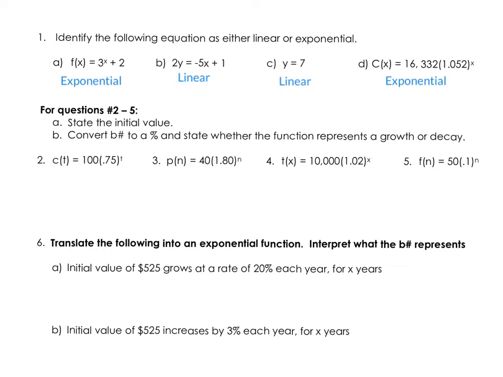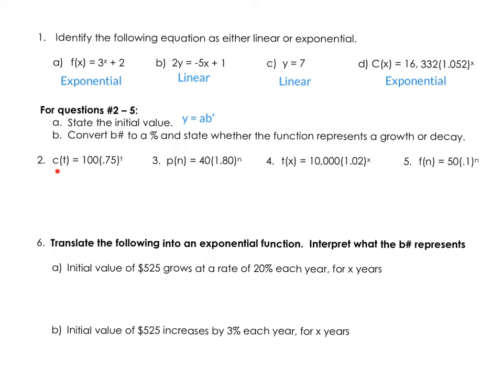Okay, 2 through 5. We want to do two things in these questions. We want to first state the initial value. So remember, when we think of an exponential equation, y equals ab to the x power, we're looking for the a number, the number that's without the x's exponent. Then we want to convert b to a percent and state whether the function represents a growth or decay.